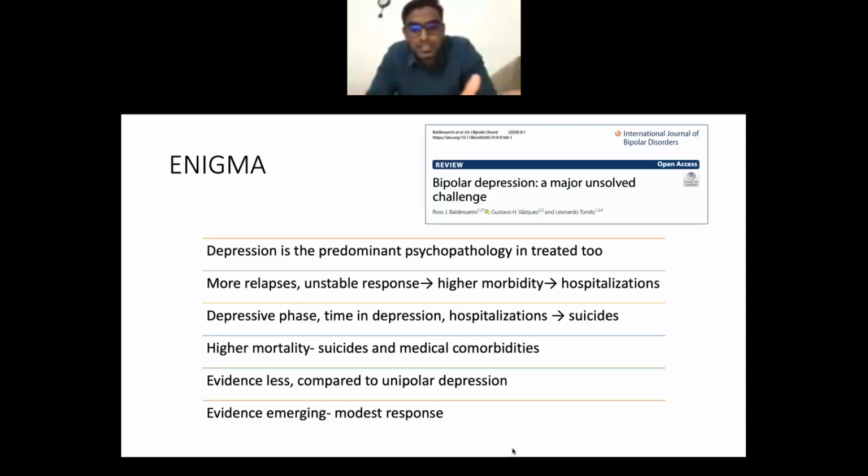Overall, the evidence is less when compared to unipolar depression. And whatever the emerging evidence is, it's got modest response to whatever new molecules that are there. So this means that there is a prospect for investigations, prospect for research into other modalities that can be helpful in treating this challenging disorder.